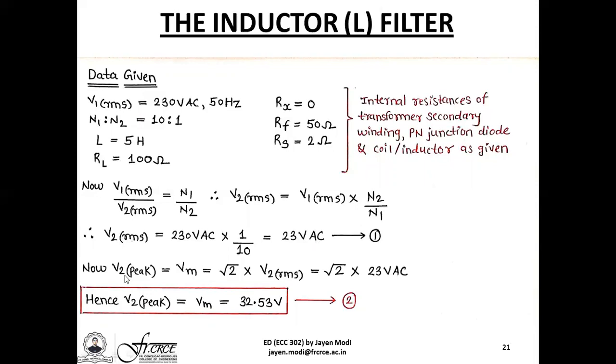So the peak value, also given as the maximum secondary voltage, becomes root 2 into V2 RMS, given by root 2 into 23 volts AC. Here I always use the word AC after volt because for me it becomes clear that this is nothing but an AC or a typical RMS value. Hence the peak value or the maximum secondary voltage is now given by 32.53 volts after we calculate this.